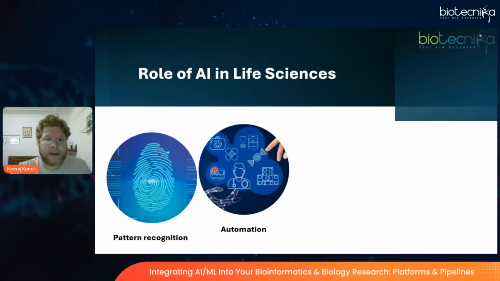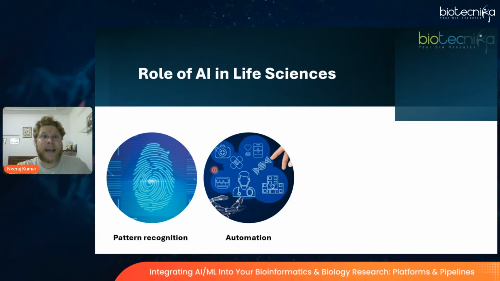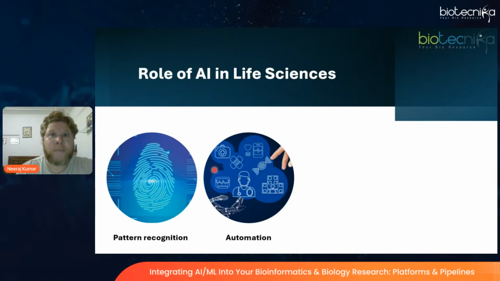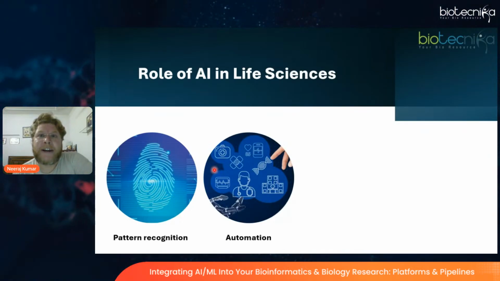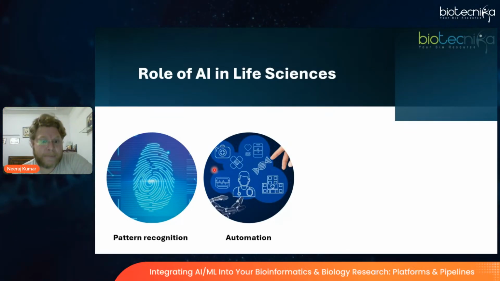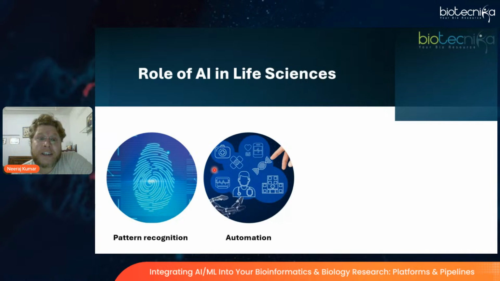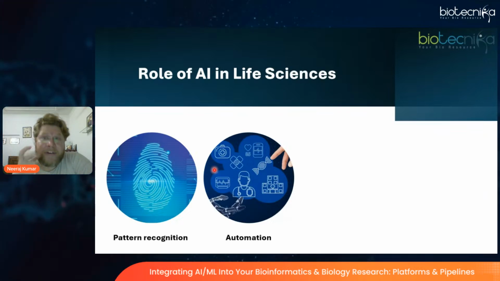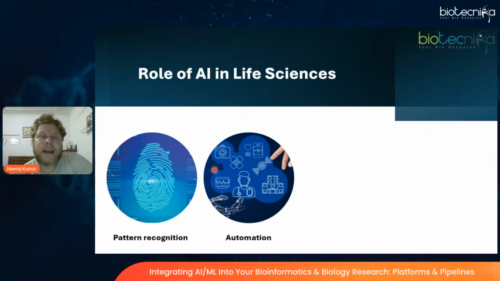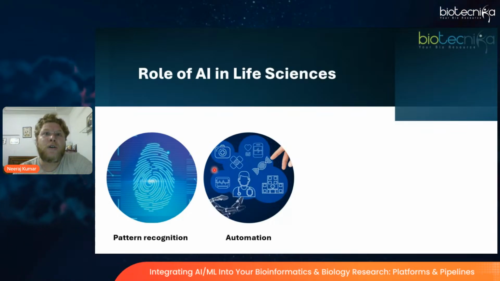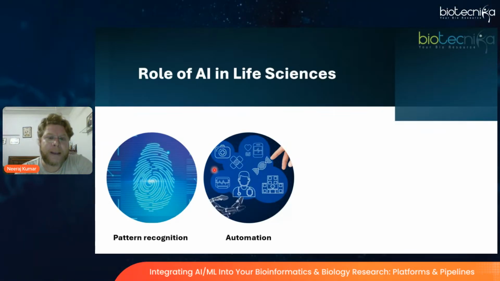Then machine learning can be used for automation. AI-powered automation takes over repetitive as well as time-consuming tasks, which is freeing up the scientists as well as the clinicians to focus on more complicated work.